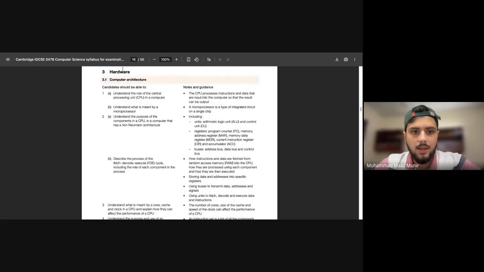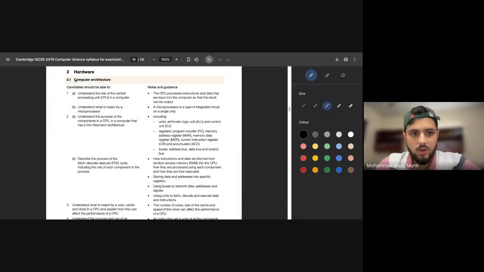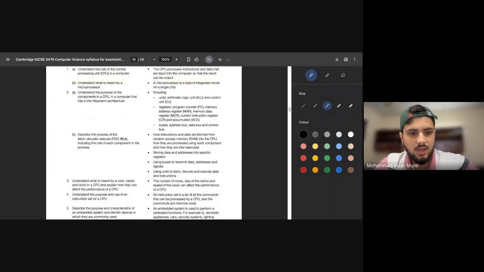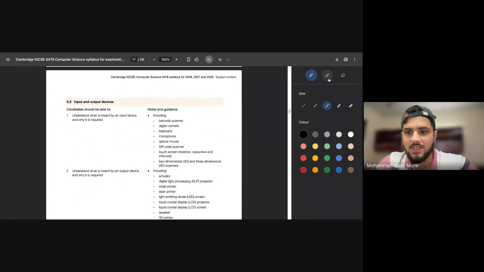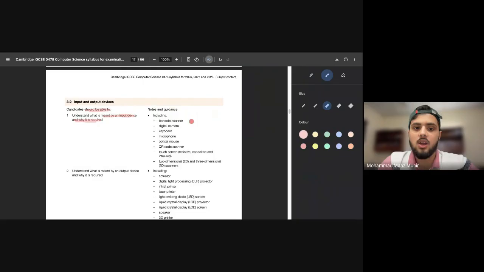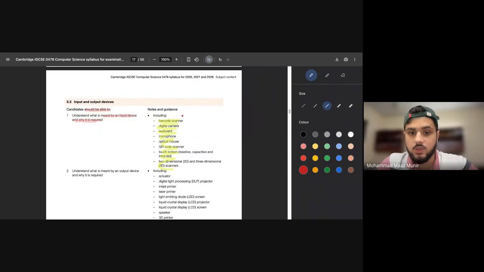If we look up here, this is chapter number 3.1, which we are going to be discussing today. Under it, if you go down to 3.2, it's clearly mentioned up here that candidates should be able to understand what is meant by an input device and why it is required, which basically means that you all should be aware of what these input devices are and where we are required to use them. So it's not stated anywhere in the syllabus how it works.